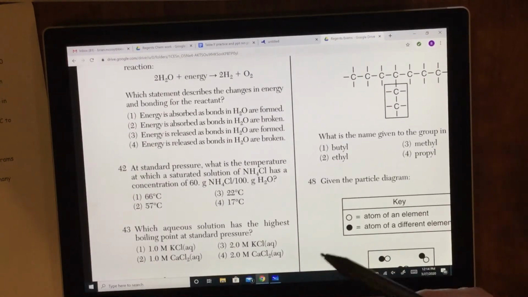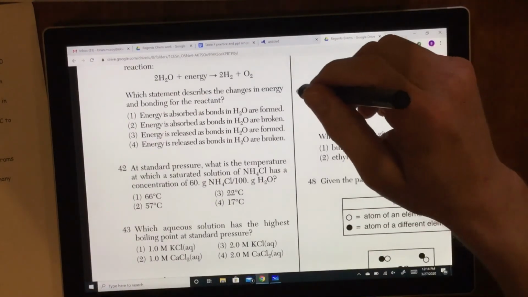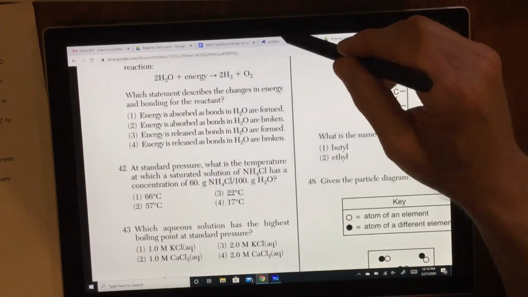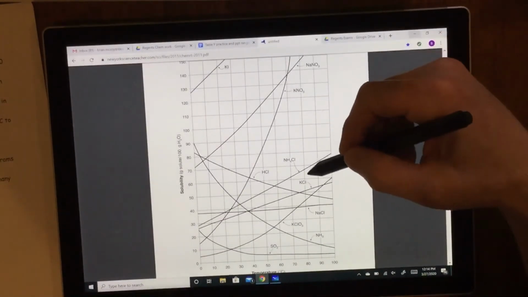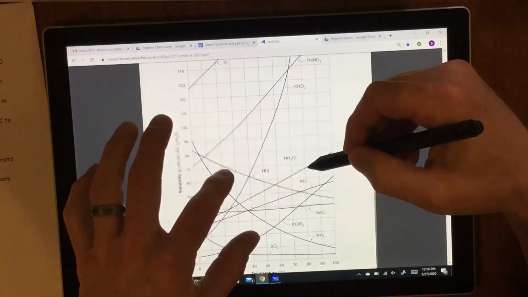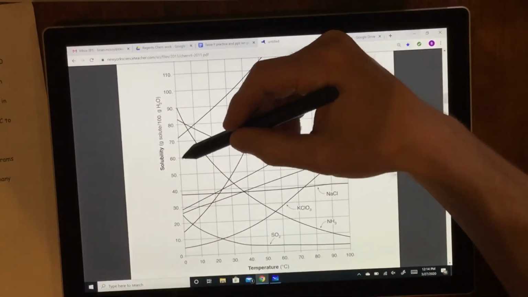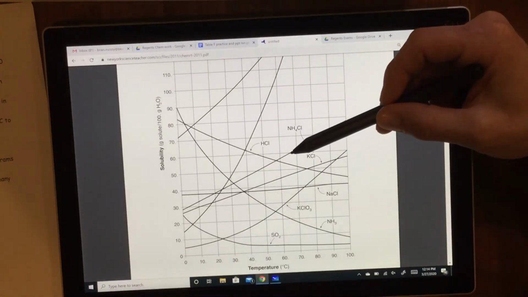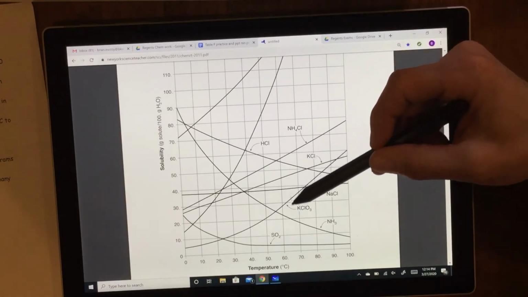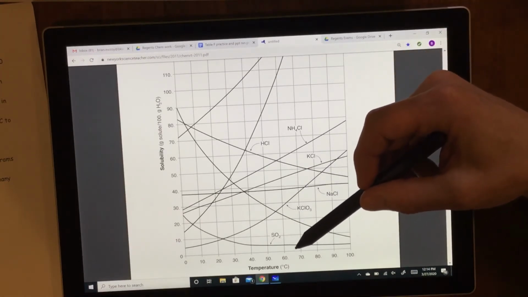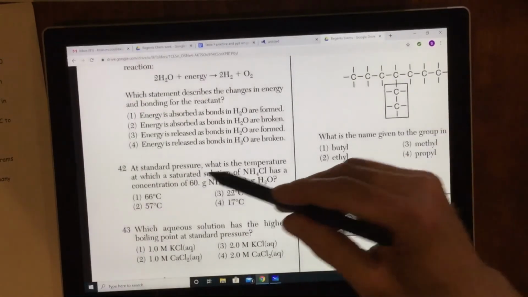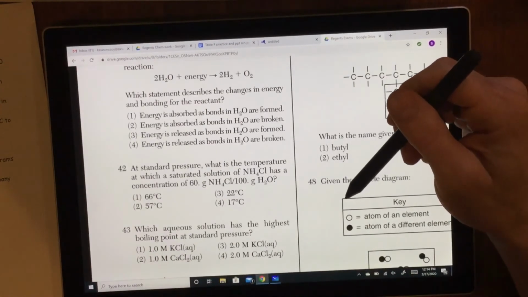I should get my reference table out. That's all right. So we want to know at what temperature it is saturated if it holds 60 grams. So we go back to this. NH4Cl, 60 grams right here. It is saturated right there. Drop straight down, and that's like 66 degrees. So let's go back now. There it is, number 1, 66 degrees.